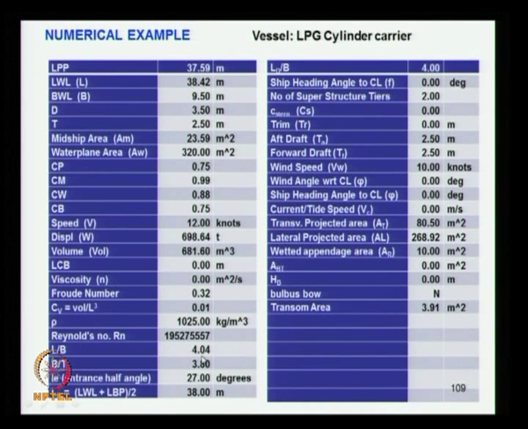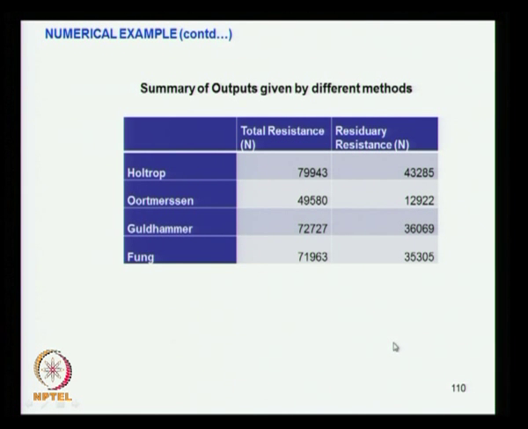So then you have all these parameters coming here. You can just go through this, what are the different areas given and speed given, and finally the transom area is given. So all these parameters are available, based on which you use all these methods to find out the resistance, that is, you use the Holtrop; this is total resistance, this is residuary resistance, it is all in newtons.